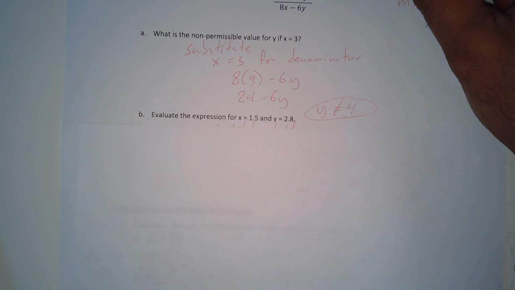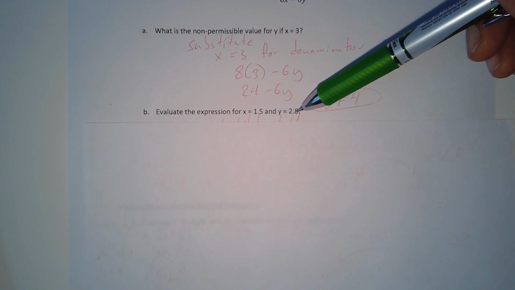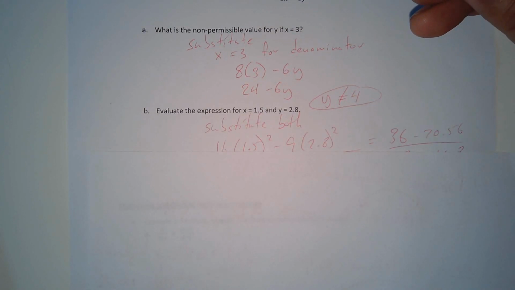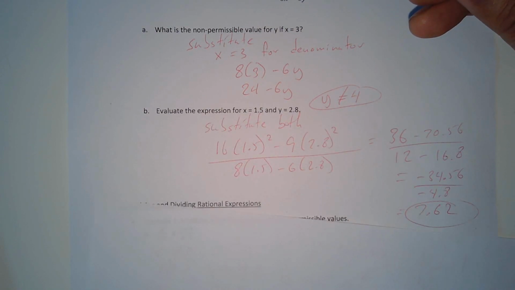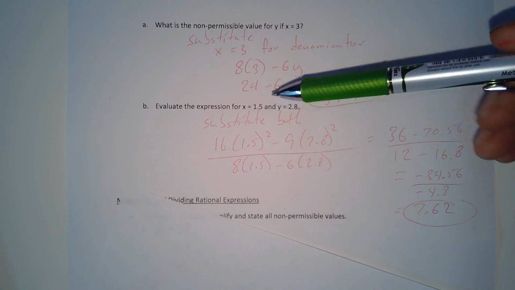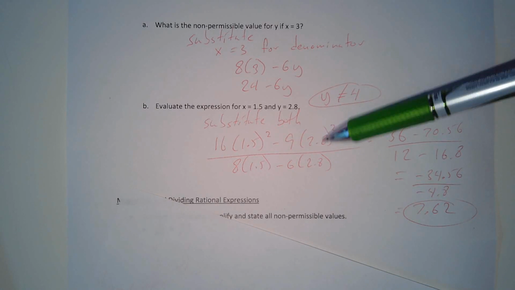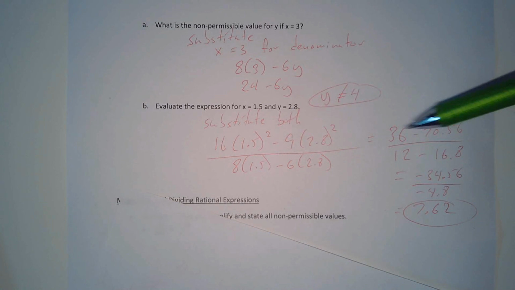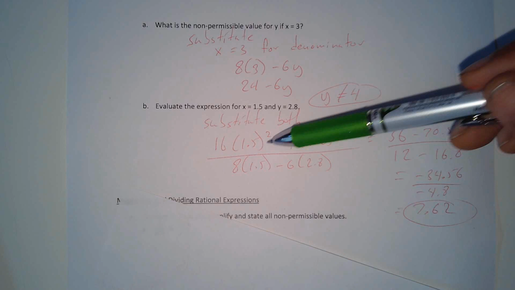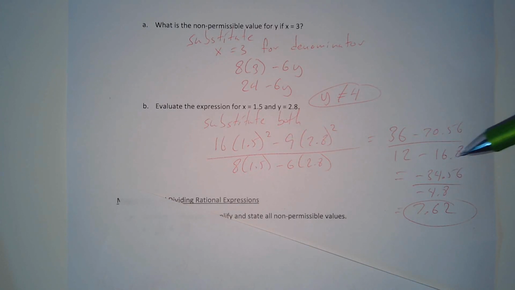The next one is just saying to evaluate the expression for these two values: x is 1.5, y is 2.8. In this case, you're going to have to substitute into both of them. So you substitute 1.5 for x and 2.8 for y, and then solve for each of those. Because you're getting decimal answers, you can just write it out as a decimal answer.